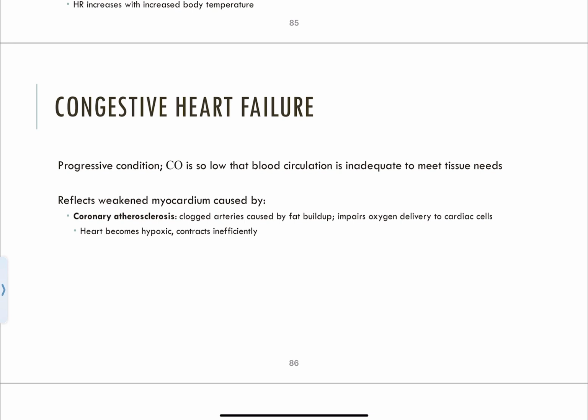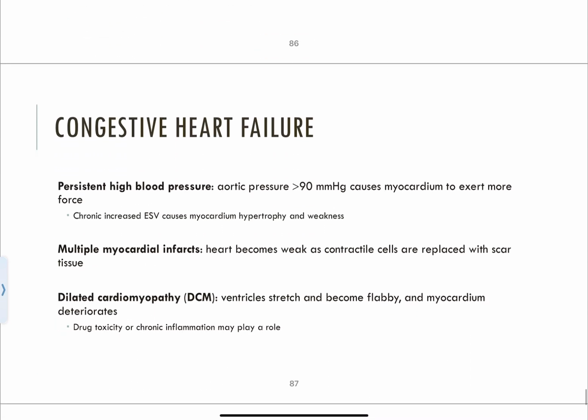So what can cause a weakened myocardium? Things like coronary atherosclerosis, so some buildup or clogged arteries. Typically, the buildup is the result of fat. And if we have this buildup in our blood vessels, that's going to impair the amount of oxygen that's actually being delivered to our cells. So our heart is going to become hypoxic, meaning it doesn't have as much oxygen as it should, and it's not going to contract efficiently because of this.